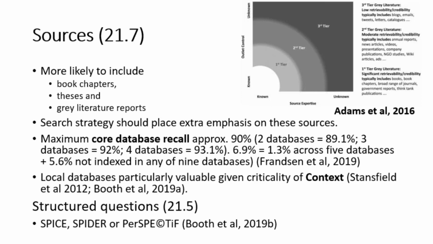And also in terms of sources, local databases can be particularly valuable given that we know that context is really important when conducting qualitative research. In terms of the third S, structured questions, there are a number of formulations to choose from. SPICE has been around for quite some time. SPIDER also is appropriate for mixed method studies, and the recent addition is Perspective, which was developed for the WHO use of qualitative evidence syntheses.